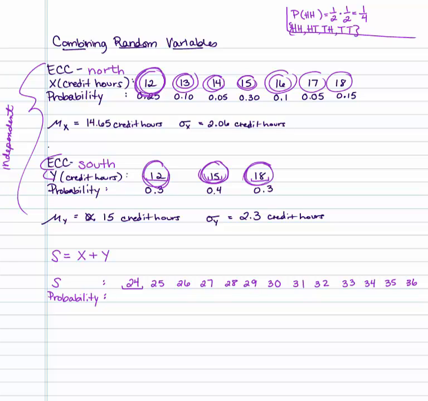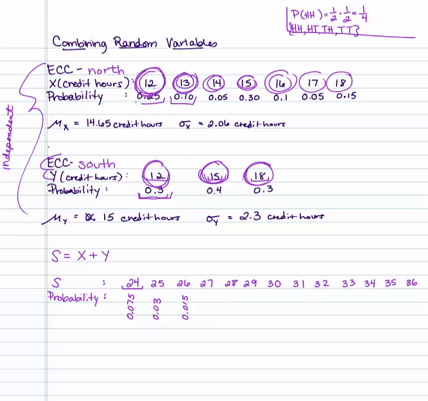So I would take 0.25 and times it by 0.3. And that would be 0.075. 12 plus 13 is 25. So I would take the 0.10 times 0.3, and that would be 0.03, I believe. Now, I think when I get to 14, it's still pretty clear that it's 0.03.